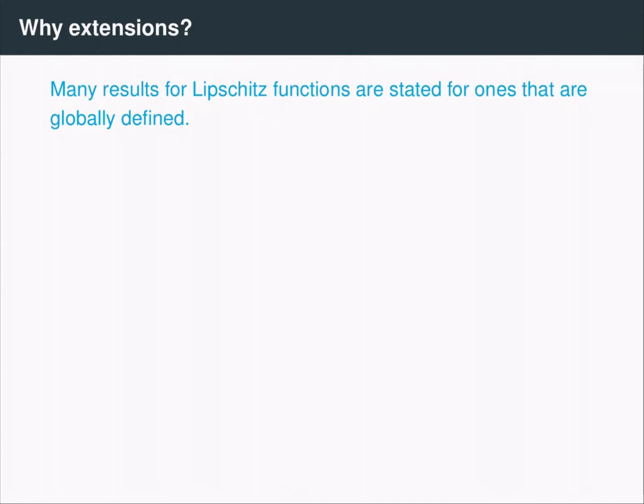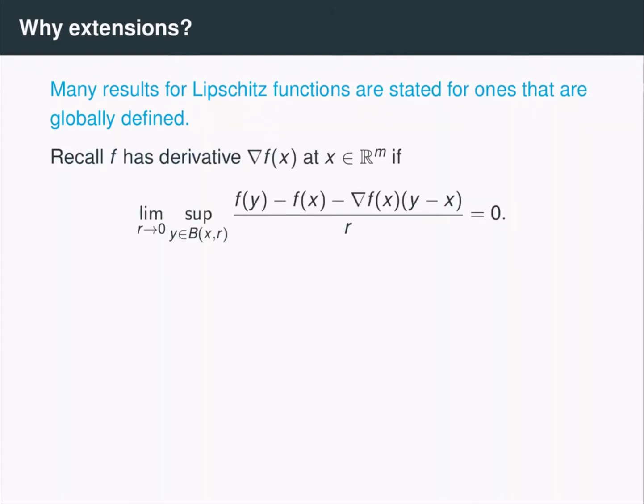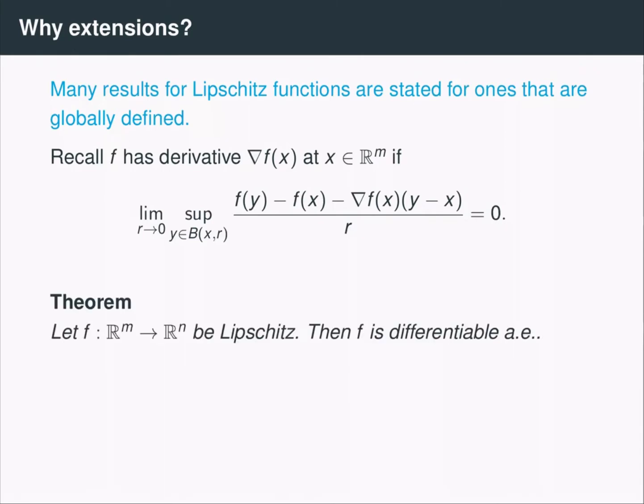So why do we need Lipschitz extensions? Well, one reason is that many results for Lipschitz functions are stated for functions that are globally defined. So, for example, let's recall that a function f has a derivative at a point x if the limit as r goes to 0 of the supremum over y inside this ball of the difference between f(y) and its first order Taylor approximation, or this linear approximation, divided by r goes to 0. So the function f is well approximated by an affine map on small scales at x. Then Rademacher's theorem says that for a Lipschitz function defined on all of Euclidean space going into another Euclidean space, it's differentiable Lebesgue almost everywhere.